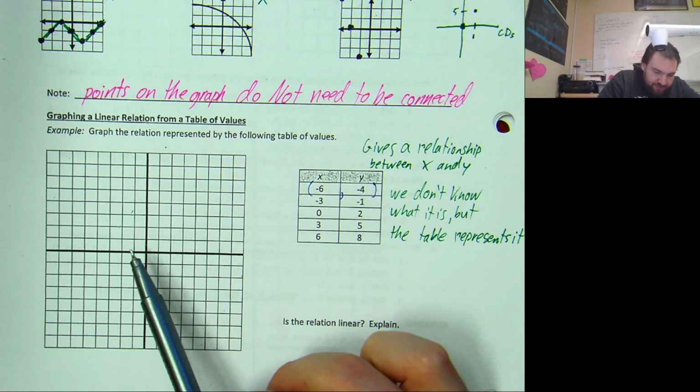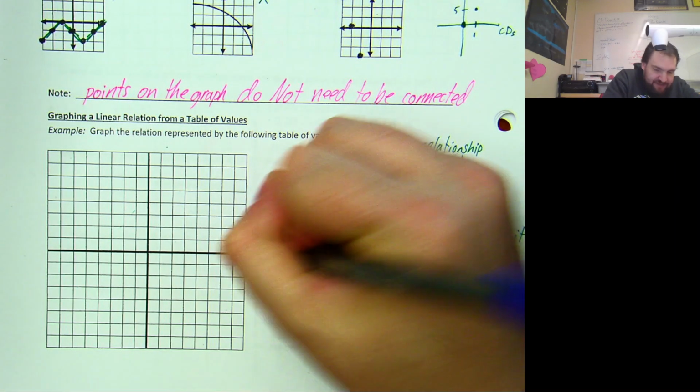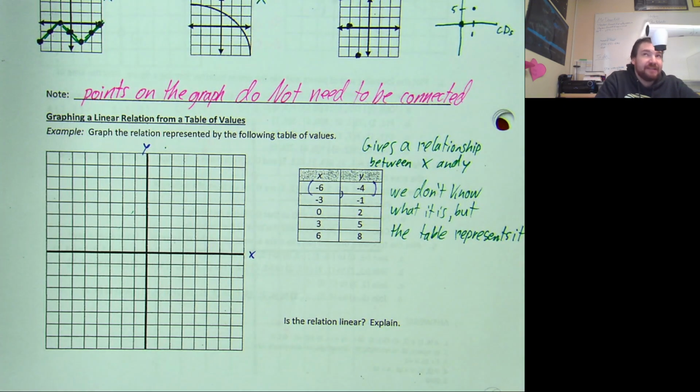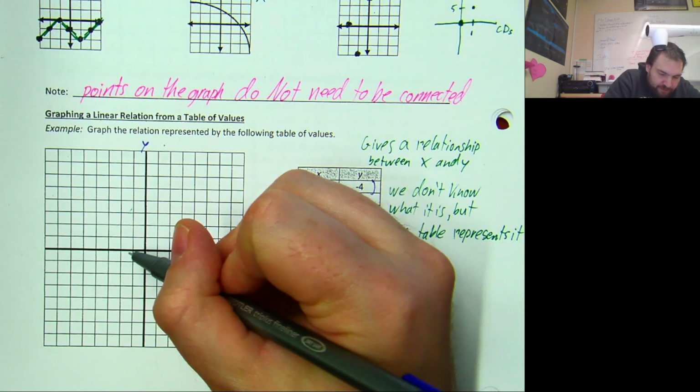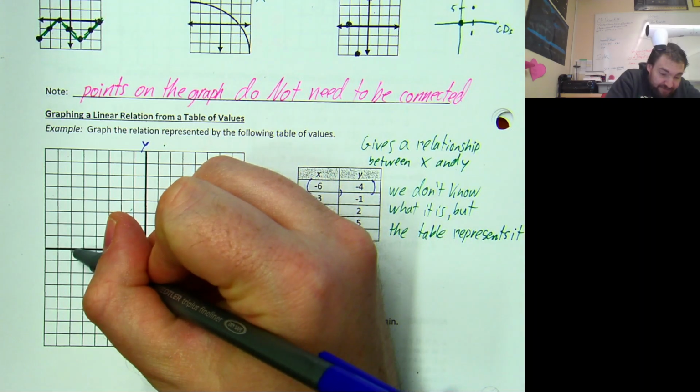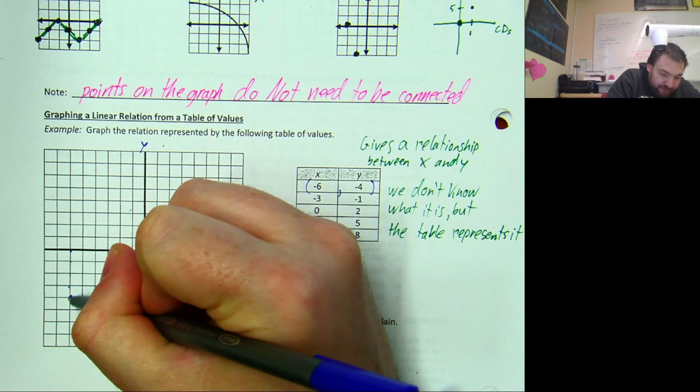So I'm going to go over here. This is x, this is y. If it's not stated, x and y are always set up like this. Y is vertical, x is horizontal. So -6, -4 is going to be over here at 1, 2, 3, 4, 5, 6 to the left, 1, 2, 3, 4 down. There's my dot.